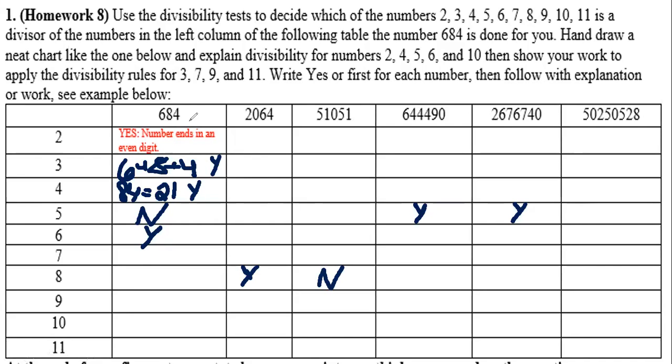For 9, the sum of the digits has to be divisible by 9. So for 684, we've got 6 plus 8 is 14, plus 4 is 18. 18 is divisible by 9, so 684 is divisible by 9.